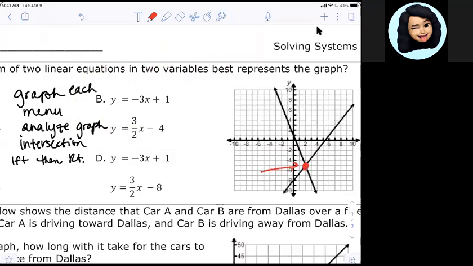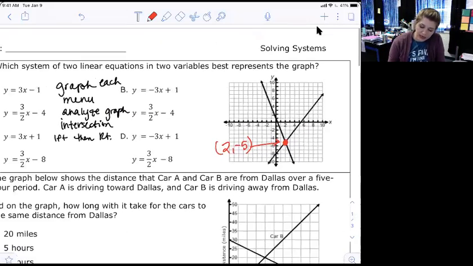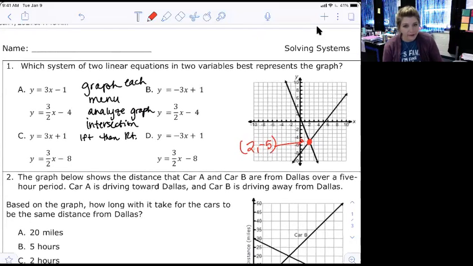2, -5. Perfect. 2, -5. Awesome. So those are the coordinates. Now, what we're going to do is look at each answer choice and graph them, and decide which one of these points is going to have a solution of 2, -5.